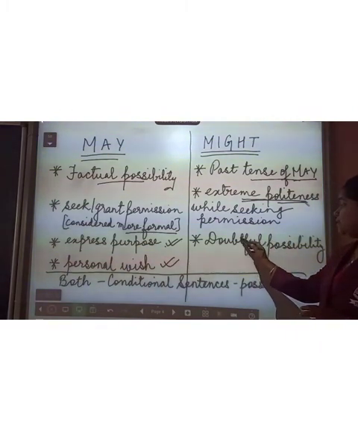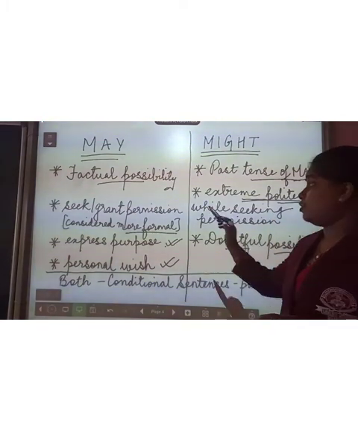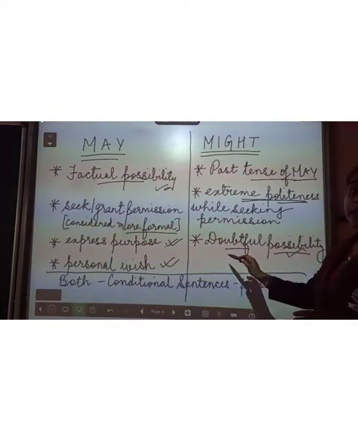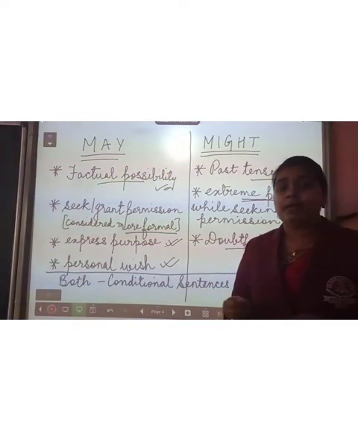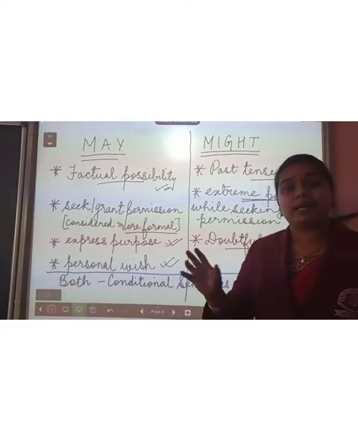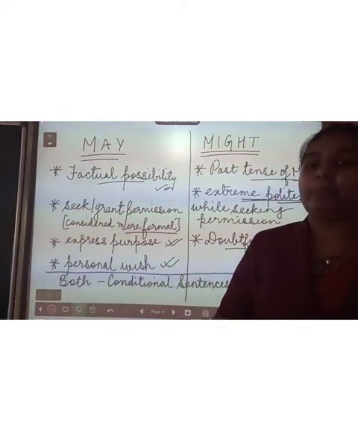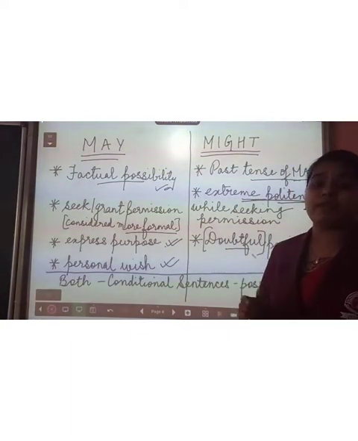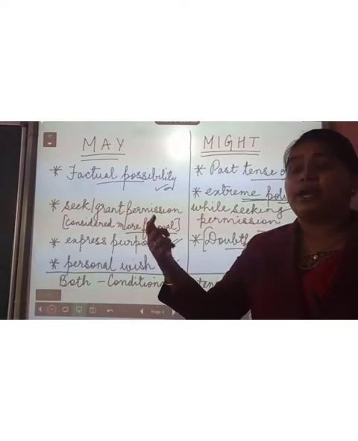Next, we also use might for doubtful possibility. May is also used for possibility, and might is also used for possibility, but we use might where the possibility we are assuming may or may not take place. We are having doubt. He might come to the party. That means I am expressing a possibility which may or may not happen. I am doubtful. So whenever I have to express doubtful possibility, I say, it might rain today.